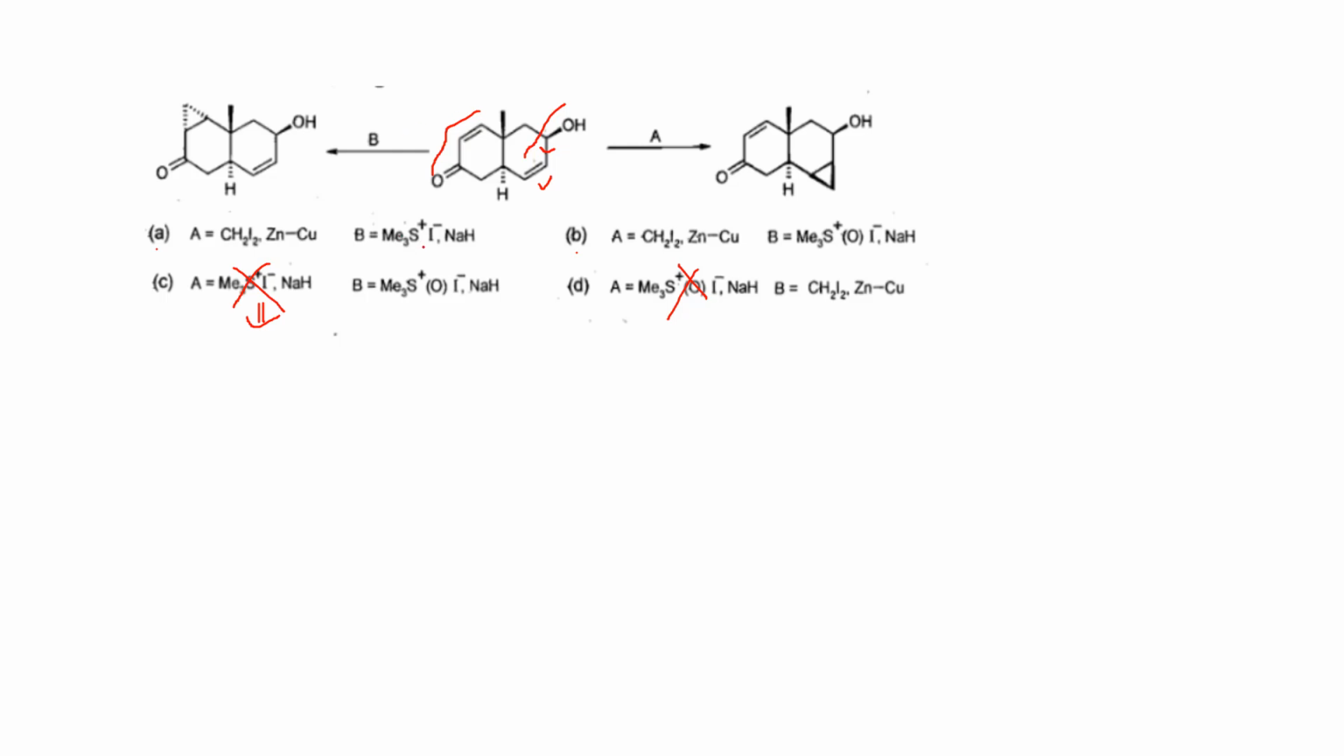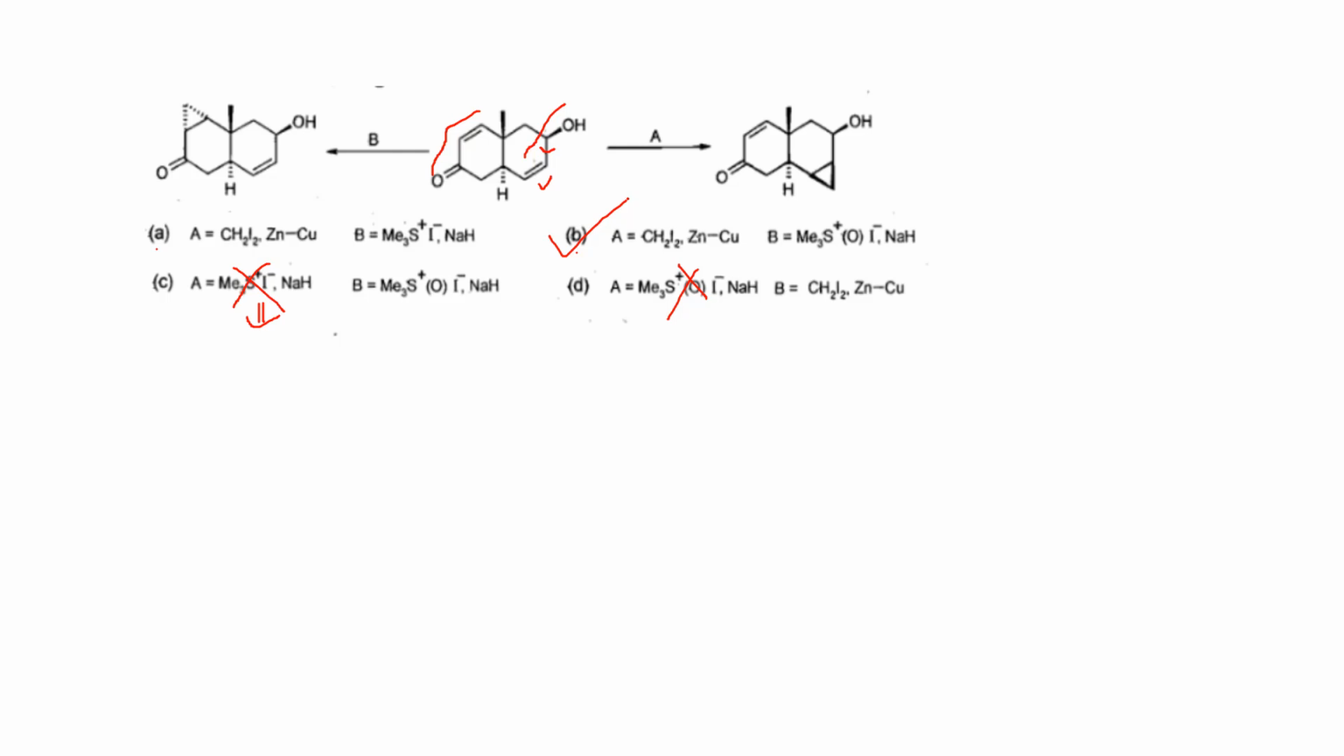So here this is generating a sulfonium ylide, because there is no oxygen, so it is sulfonium ylide, and sulfonium ylide will react with this carbonyl system, whereas the sulfoxonium ylide will react with this alpha beta unsaturated system. And here the double bond of alpha beta unsaturated ketone has been reacted. So that's why the correct option will be option B.